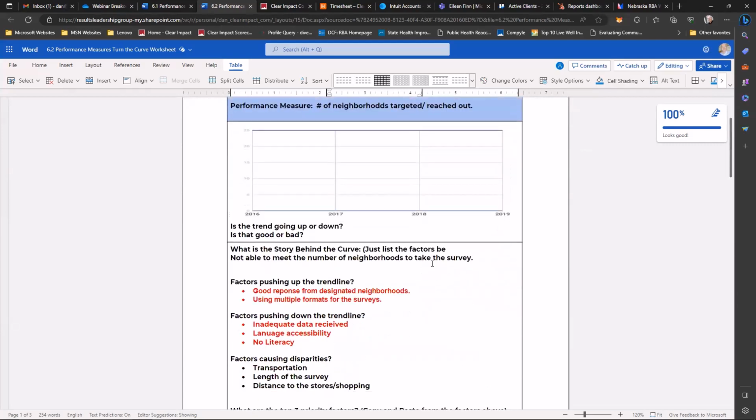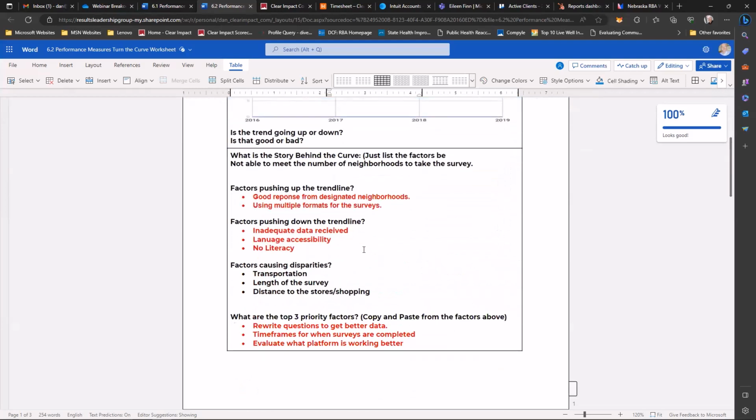Not enough surveys are being completed. Why aren't they being completed? But you're not at zero. So good response from some neighborhoods. So you can identify what was unique about those neighborhoods. Maybe there were some champions there that were promoting it. That would tell you we need to identify more champions.